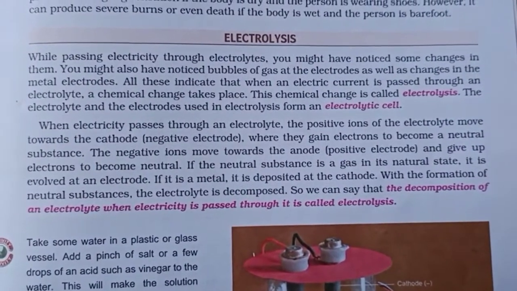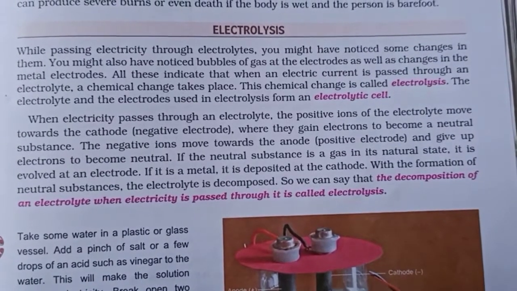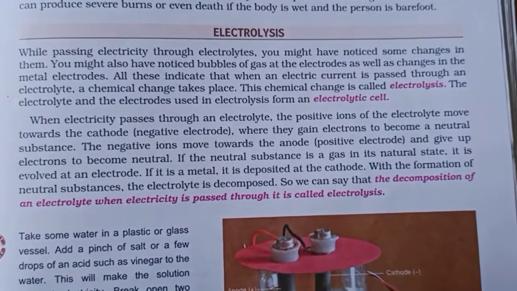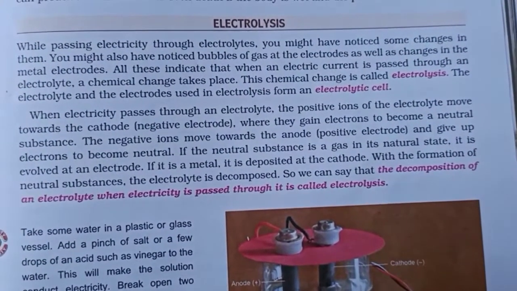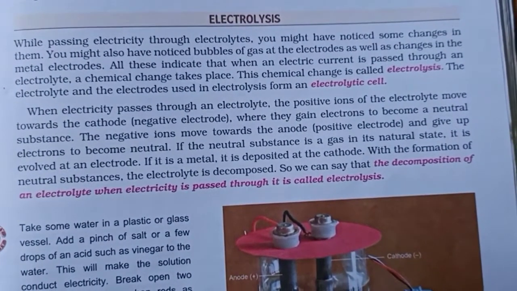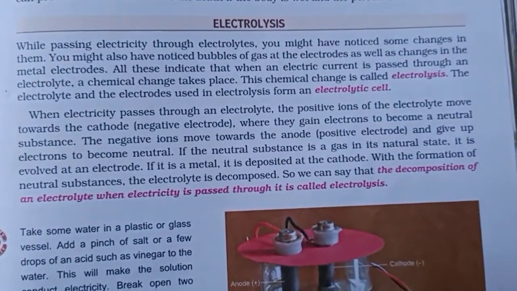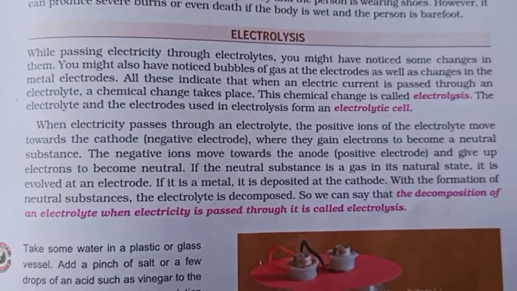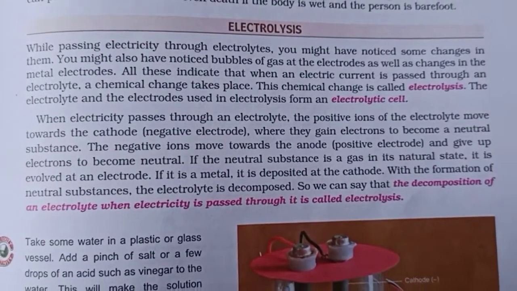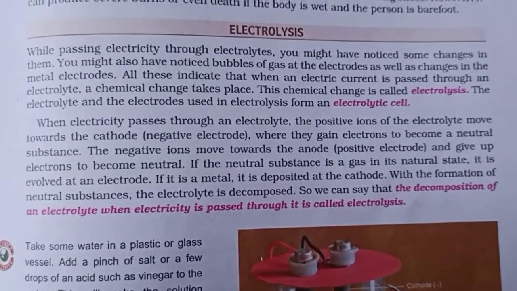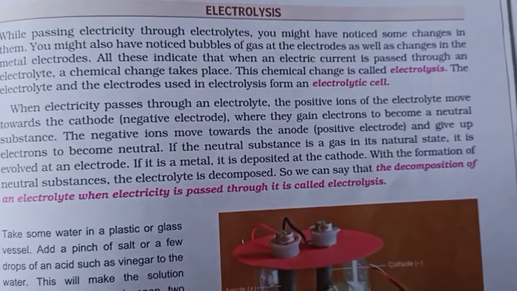What is electrolysis? Whenever electric current is passed through an electrolyte and a chemical change takes place, then this chemical change is known as electrolysis. The chemical change that takes place when an electric current is passed through an electrolyte is known as electrolysis. This process is carried out in a special type of vessel, an apparatus we can say, which has got electrolyte and electrodes. This special type of vessel we call the electrolytic cell.